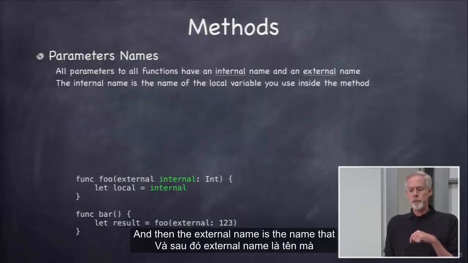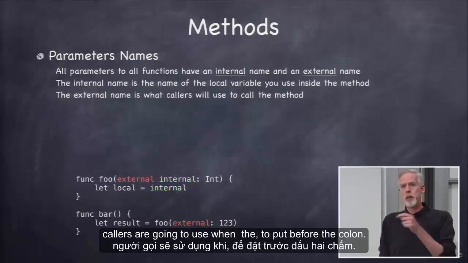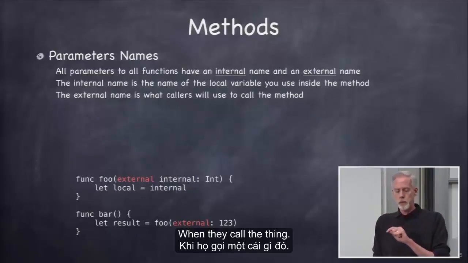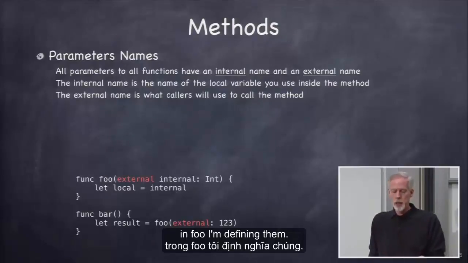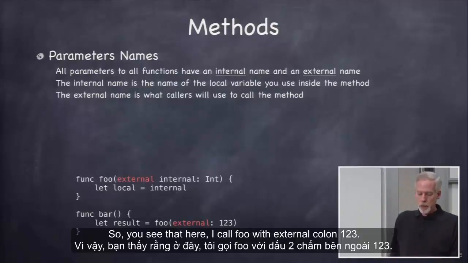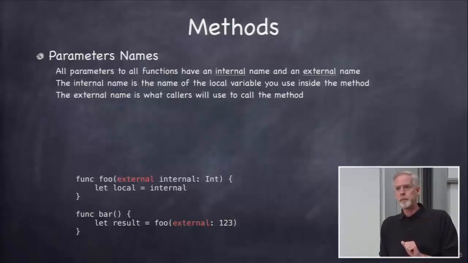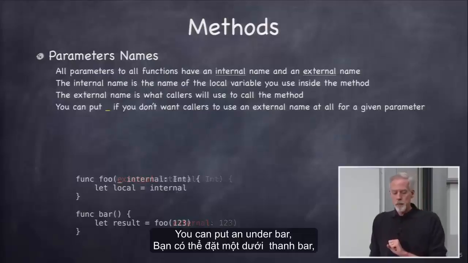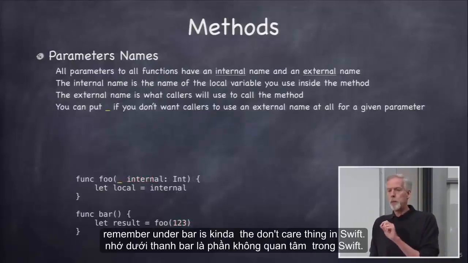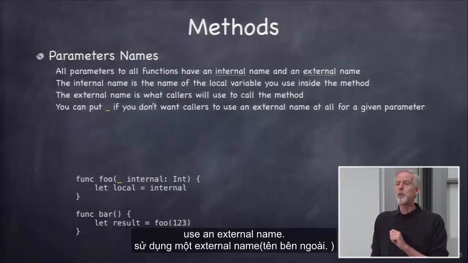That's its internal name. And then the external name is the name that callers are going to put before the colon when they call the thing. So in bar there, I'm calling things, and in foo, I'm defining them. You see that here, I call foo with external colon 123, even though internal to foo, that thing is called internal. So you can have both external and internal names. They can be different. You can put an underbar. Remember, underbar is kind of the don't care thing in Swift. You can put an underbar if you don't want callers to use an external name.